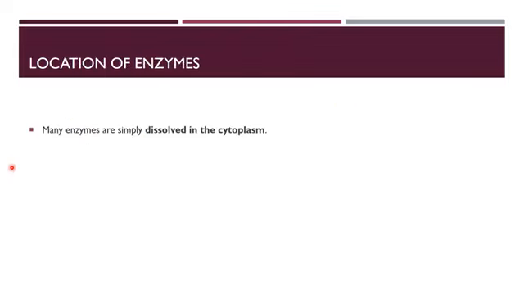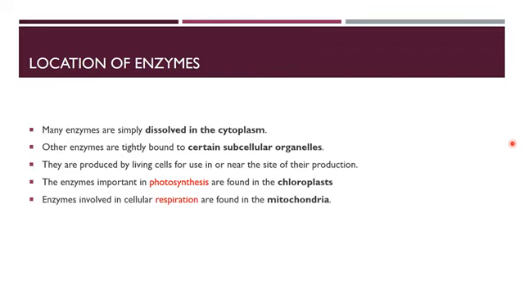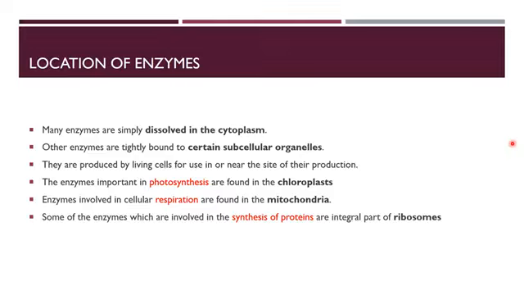Now, the location of enzymes. Enzymes are present in the cell's cytoplasm as well as in certain organelles. Enzymes responsible for photosynthesis are present in the chloroplast. Those for respiration are found in mitochondria. Those for the synthesis of protein are present on ribosomes.